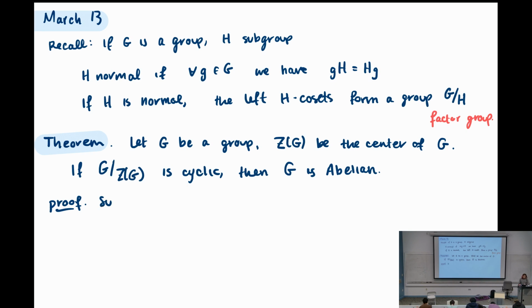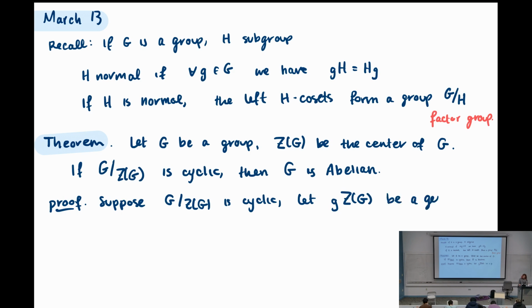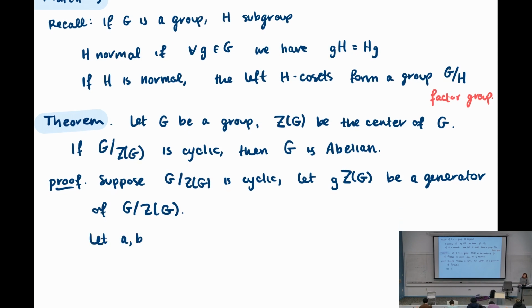So let's suppose G mod its center is cyclic. So we'll let gZ(G), this is some left coset, we're going to let this be a generator of G mod Z(G). Okay, so then we want to show that G is abelian. So let's take elements a and b in G. And so we want to show that ab is equal to ba.